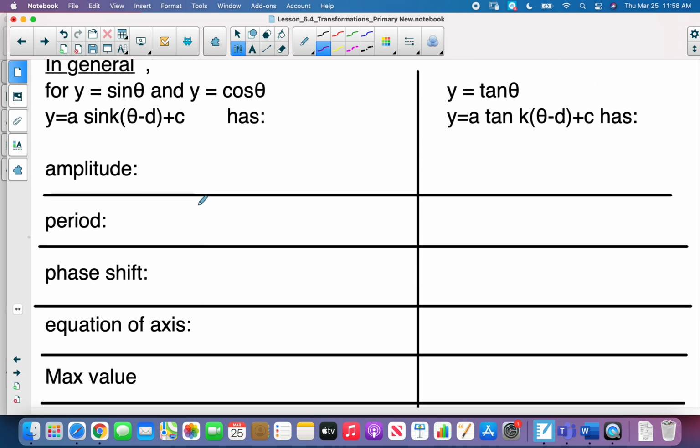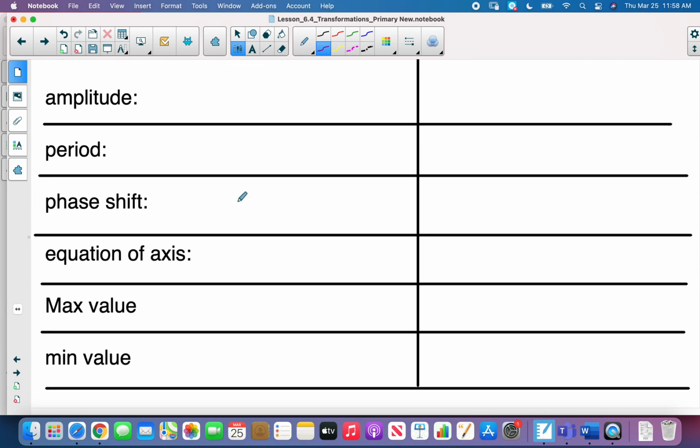I've written the changes for sine and cosine here, and the changes for y equals tan theta in the second column because they're kind of different. In general, the amplitude is your a value. Your period for the sine or cosine is 2 pi over k. For the tan, there is no amplitude, and our period is pi over k.